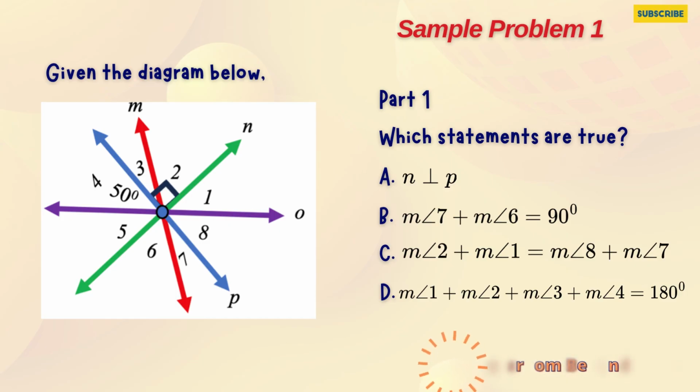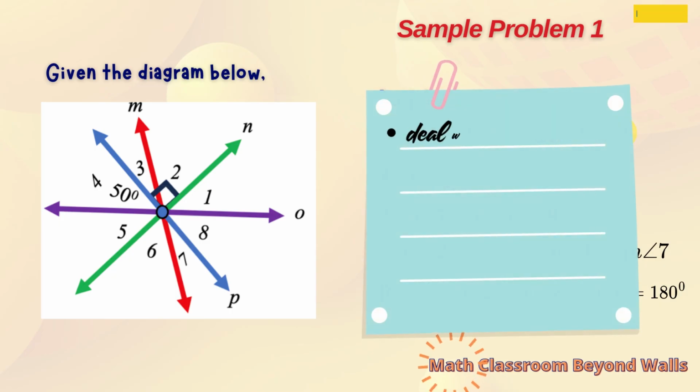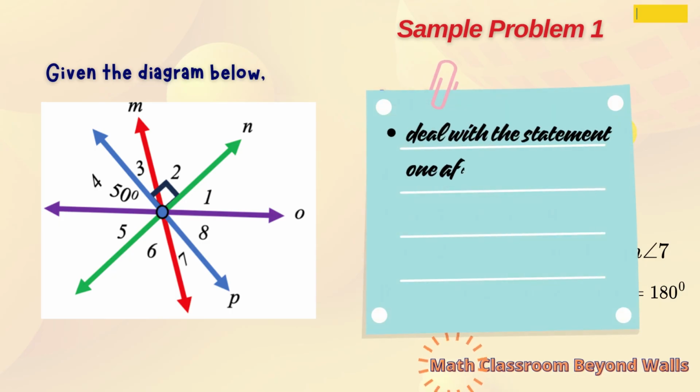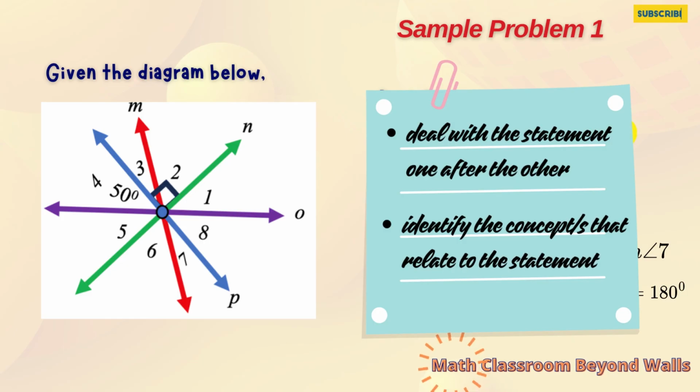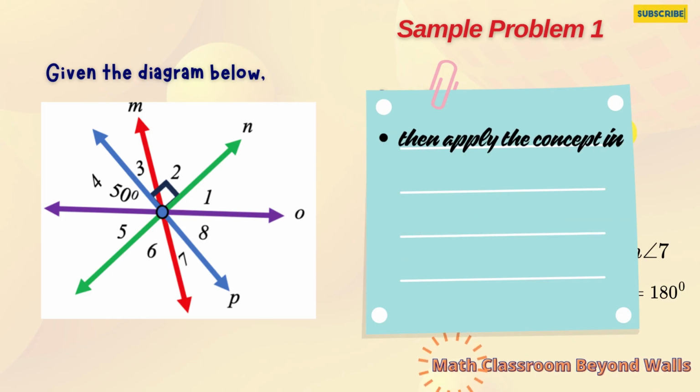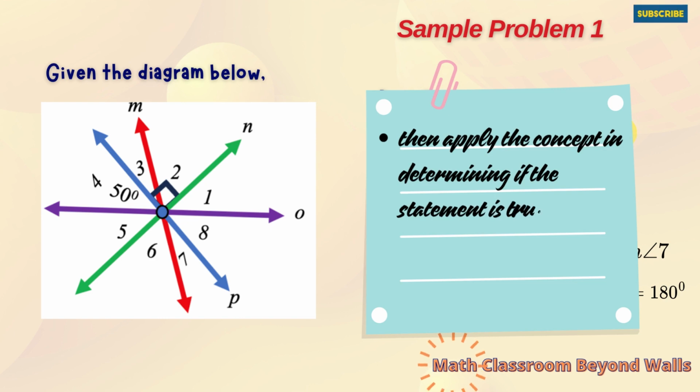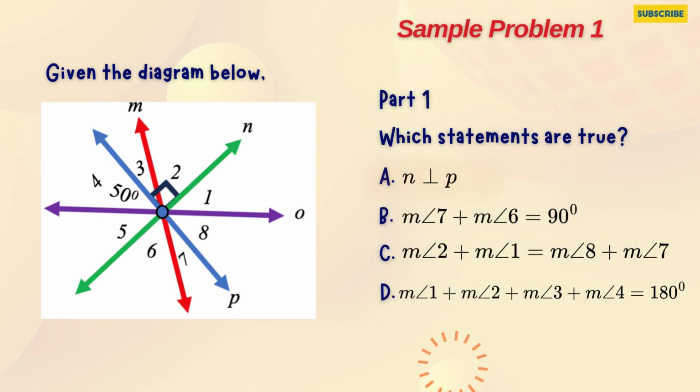Here, we are to determine which of the statements are true given the diagram. This is how we will answer the question. We will deal with the statement one after the other. Identify the concept or concepts that relate to the statement, then apply the concept in determining if the statement is true with the use of the diagram. We will begin with option A.